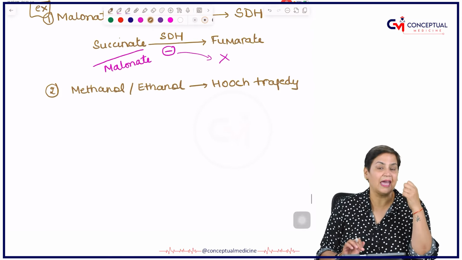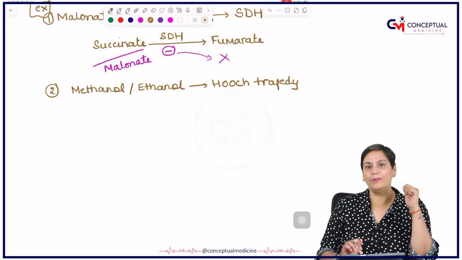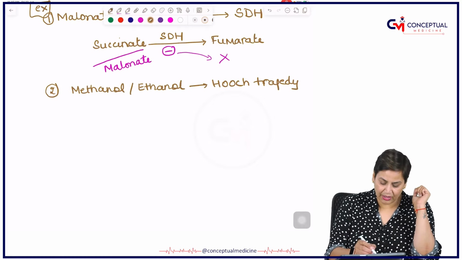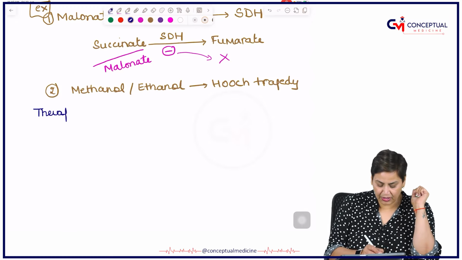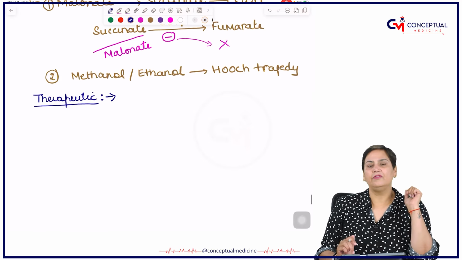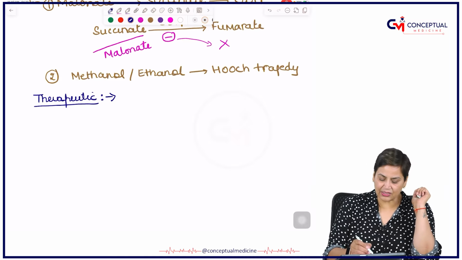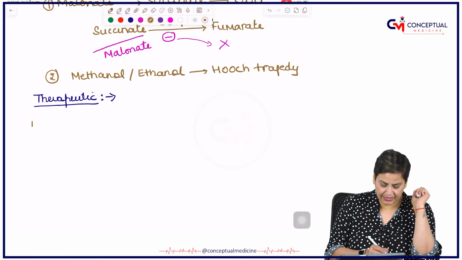Now there is a therapeutic use also of competitive inhibition. What is that therapeutic use? It is very important, and it is actually asked in the exam. The therapeutic use is, we know about the statins. Statins are a class of drugs. First example, statins.